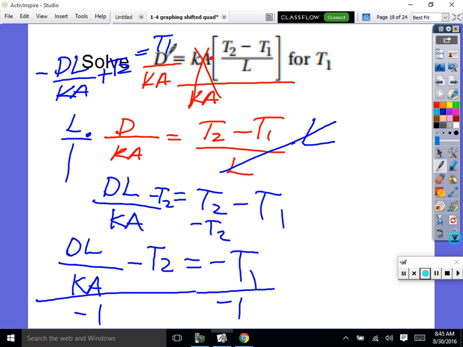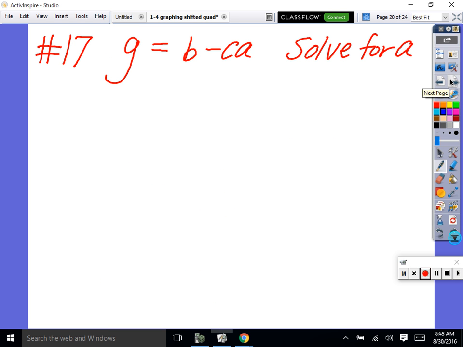That one was a little bit harder. They come with practice. Okay, let's do number 17 on your worksheet. Here we go. Solve for A. Minus B from both sides. So we have G minus B is equal to negative CA.